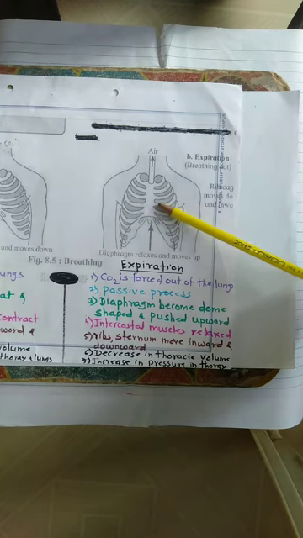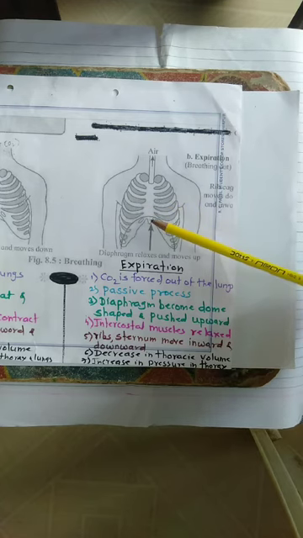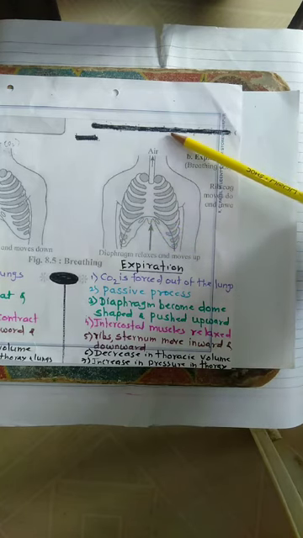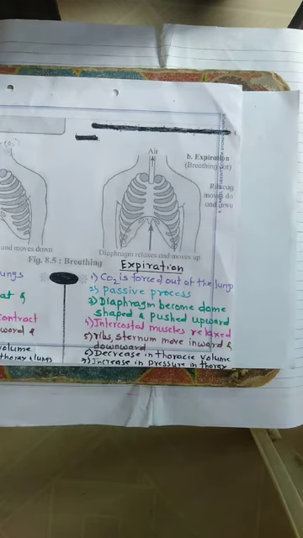This causes a decrease in the thoracic volume. Since the volume of the thoracic cavity decreases, the pressure in the thorax and in the lungs increases and the lungs get compressed. Due to this, air or carbon dioxide in the lungs rushes out through the nostrils. In this way, the process of expiration happens.